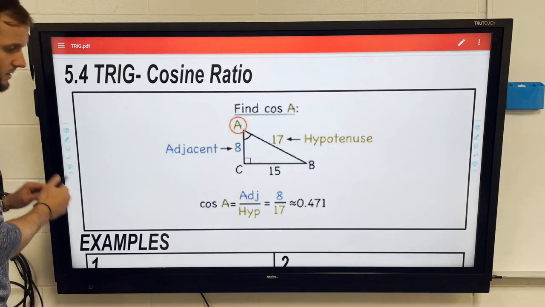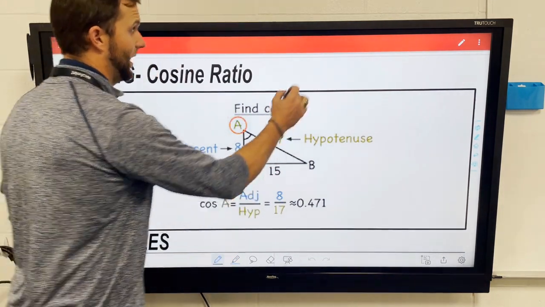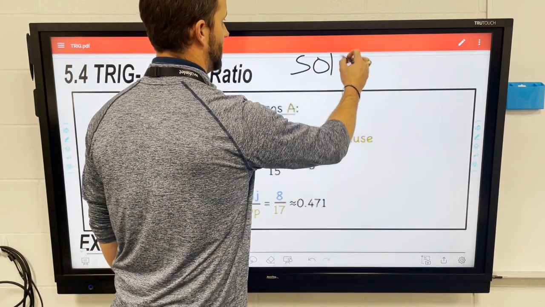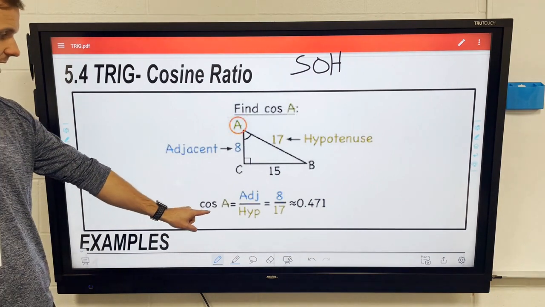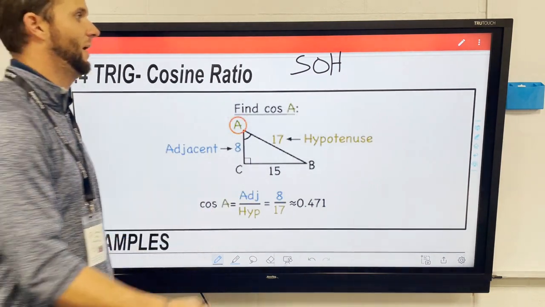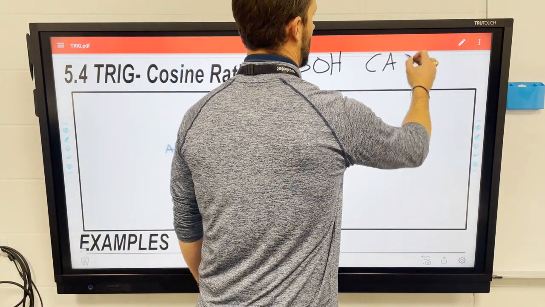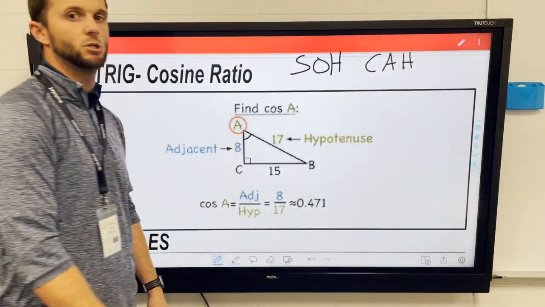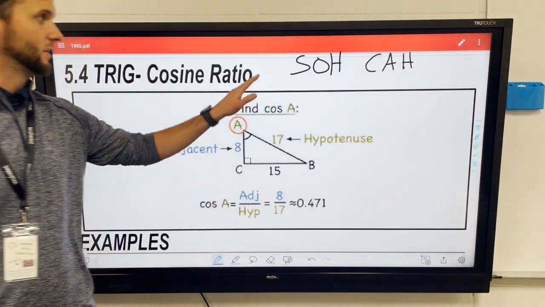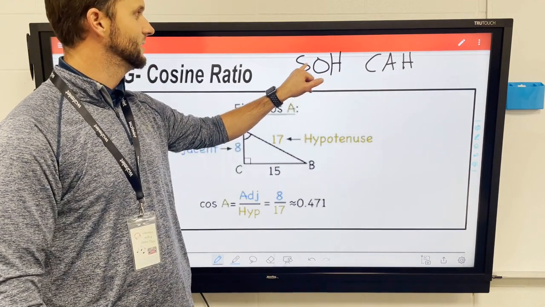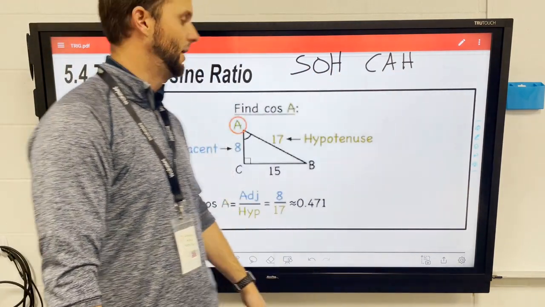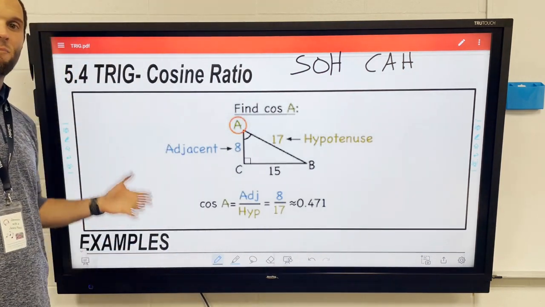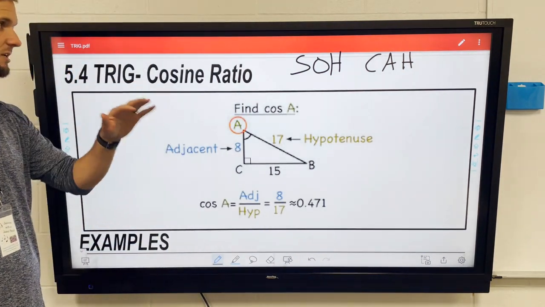So real fast, last video we did sine, so sine was opposite over hypotenuse, so SOH. And today, if you look, cosine is going to be adjacent over hypotenuse. So you should remember CAH, C-A-H. So sine is opposite over hypotenuse, and cosine is adjacent over hypotenuse. Again, we're doing the same math we did in the last video, but it's just a different ratio.